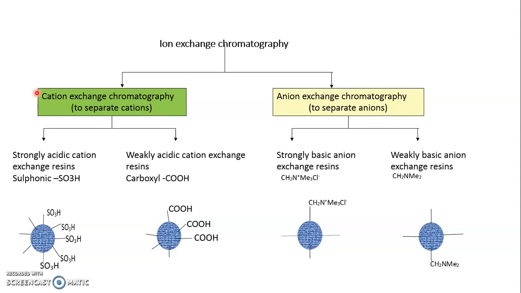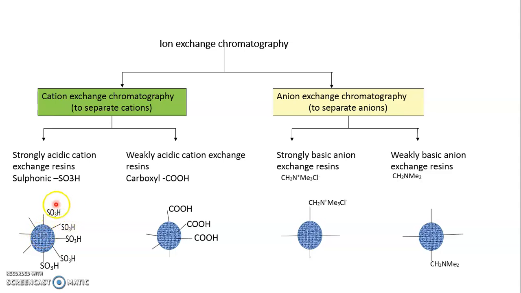It is classified based on the exchanger that you are going to use. So it is classified as cation exchange chromatography, which is used to separate cations, and anion exchange chromatography, which is basically used to separate anions. Now when you want to separate cations by using cation exchange chromatography, you have two choices. You can either use a strongly acidic cation exchange resin, or you can use a weakly acidic cation exchange resin.